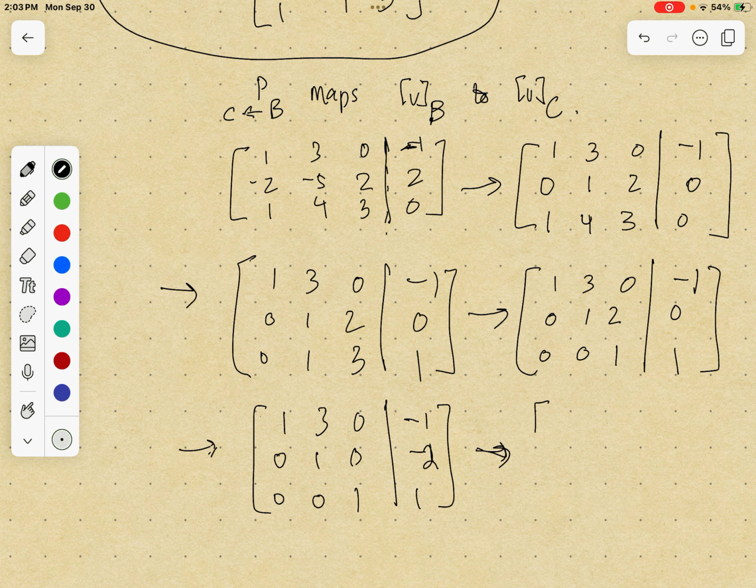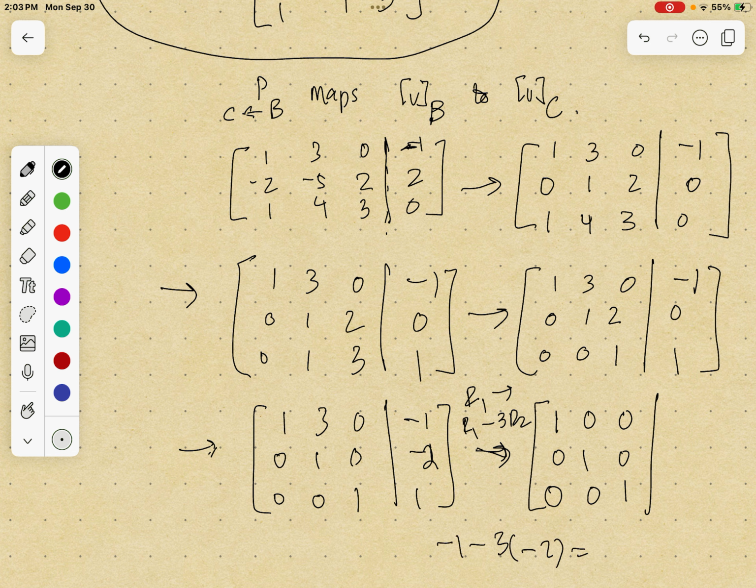And then the last step is row 1 goes to row 1 minus 3 row 2. So negative 1 minus 3 times negative 2 is negative 1 plus 6, which is 5. Hooray, we do get the answer in the back of the book. So we get 5, negative 2, 1.